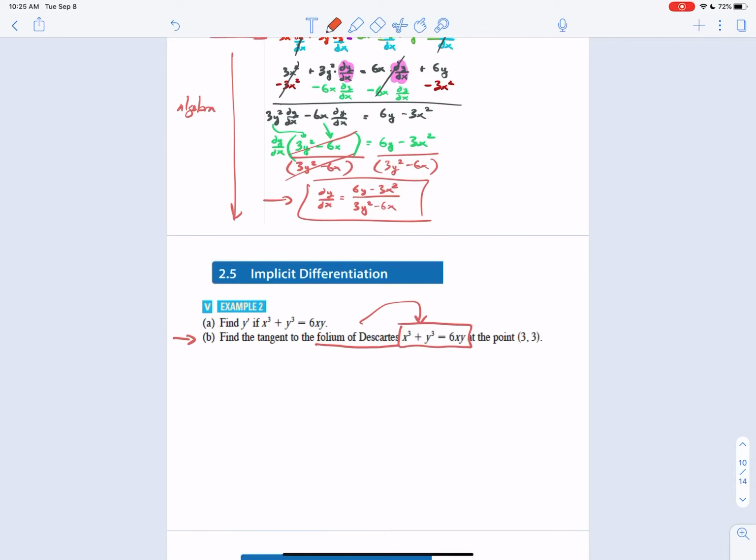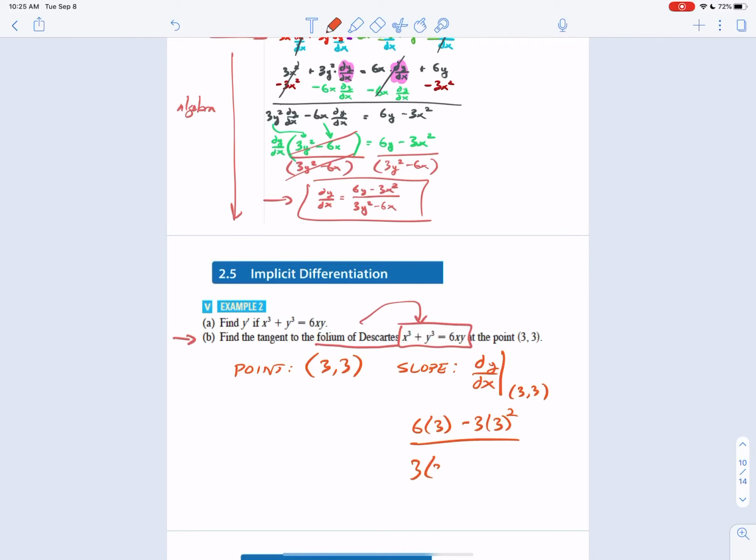We need a point and we need a slope. Go ahead and try that out. Press play when you're ready. They already gave us a point, 3, 3. And I know the slope is dy/dx, but I need to evaluate that at 3, 3. So if I plug that in, I get 6 times 3 minus 3 times 3 squared, all over 3 times 3 squared minus 6 times 3.